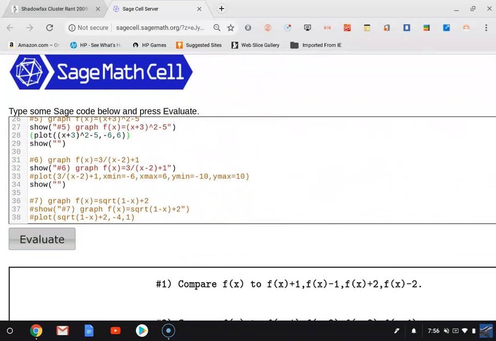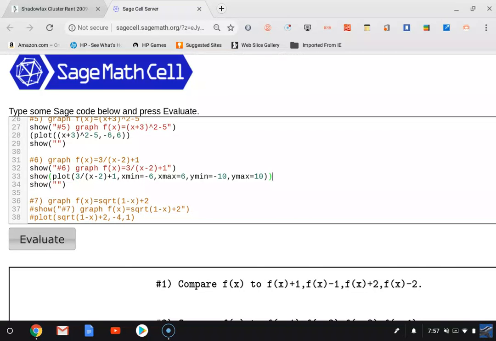So let's turn that plot off, and let's see what else we can do here. All right, so here's another one. What happens if you graph 3 over x minus 2 plus 1? Well, that presupposes that you know what 1 over x looks like. Remember, that was a hyperbola that doesn't hit either axis, where the axes are asymptotes, right?